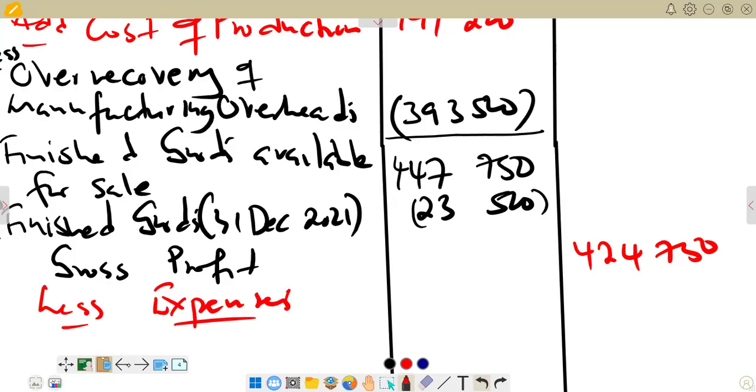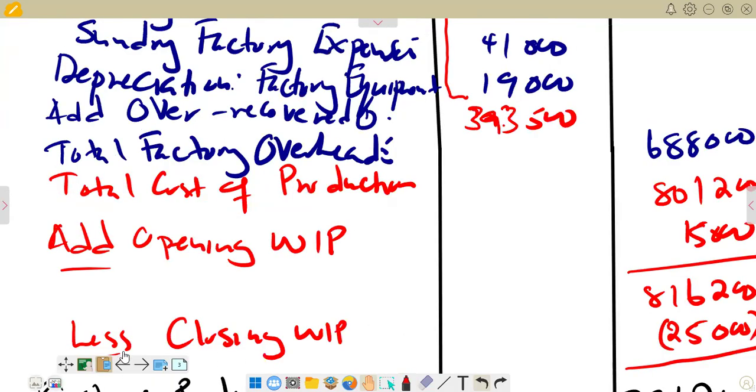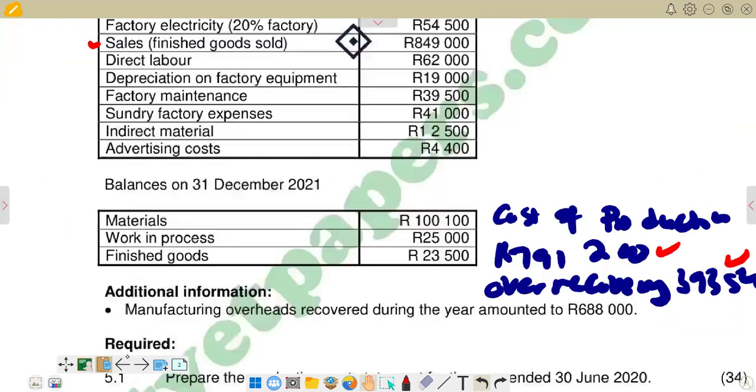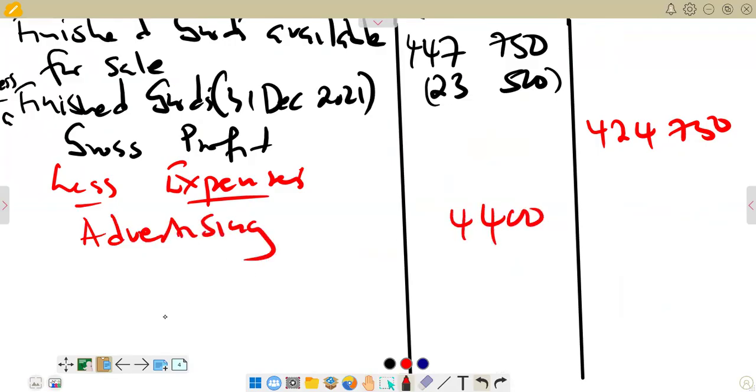Then we can check our expenses according to the question. So for expenses, if you come here, we have got advertising cost 4,400. So we can put that one, 4,400 is our advertising cost. So we are saying advertising 4,400. And obviously we are going to check other expenses.